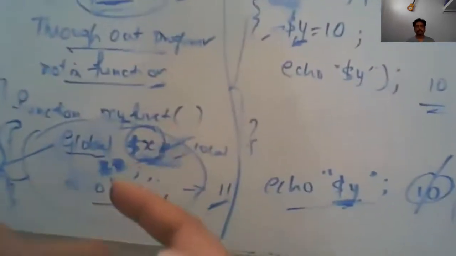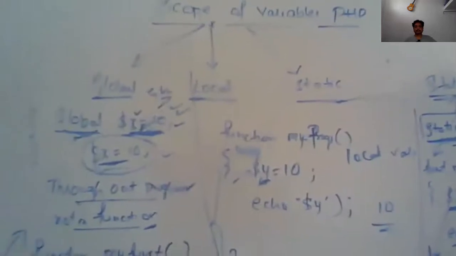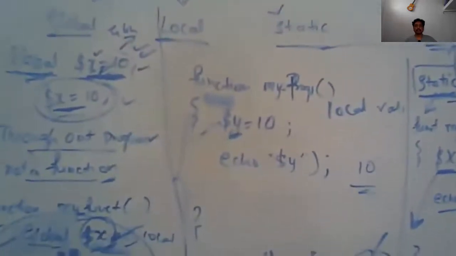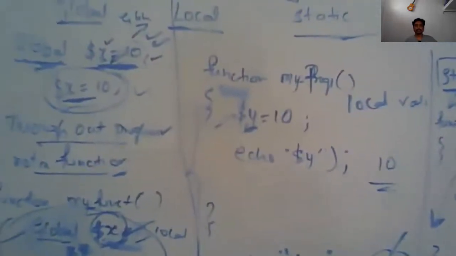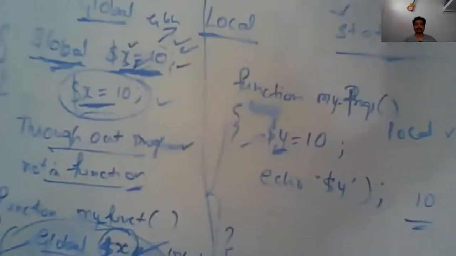Anybody have any doubt? Others? Shall I go back to the slides? Is this understood? Local, global and static. Are you clear? All of you? Okay. Yes sir. Yes, I will go back to the slide now.